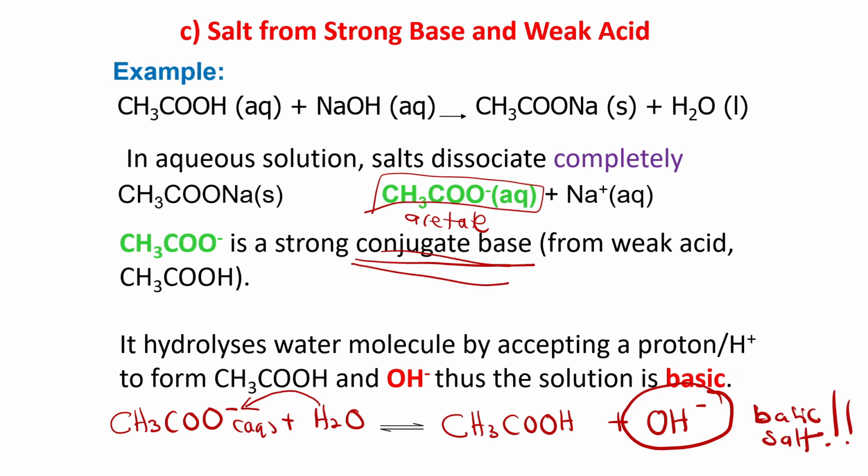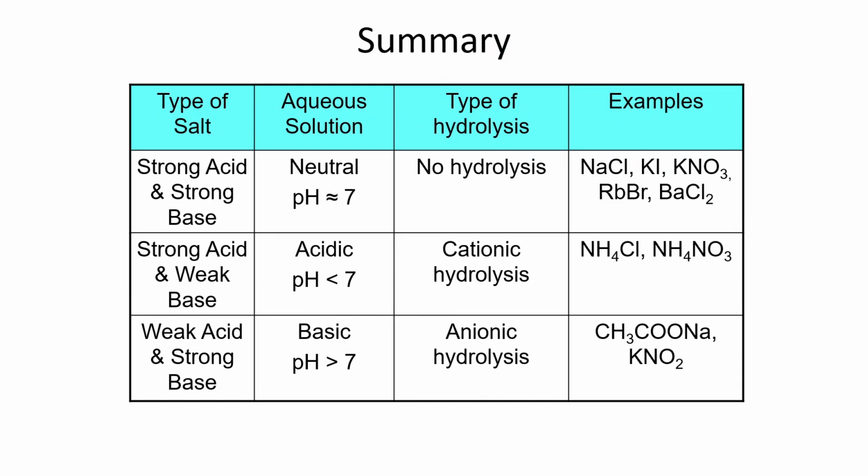So siapakah yang menentukan dia? Okay, kenapa kita cakap dia basic? Sebab kita ada ion OH minus. Right. In summary, okay, secara ringkasnya kita boleh katakan di sini type of salt, kita ada dua jenis garam.